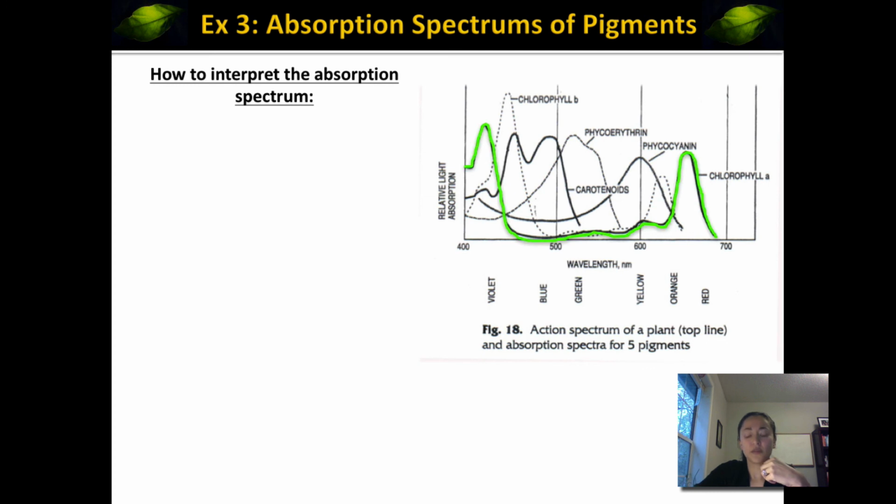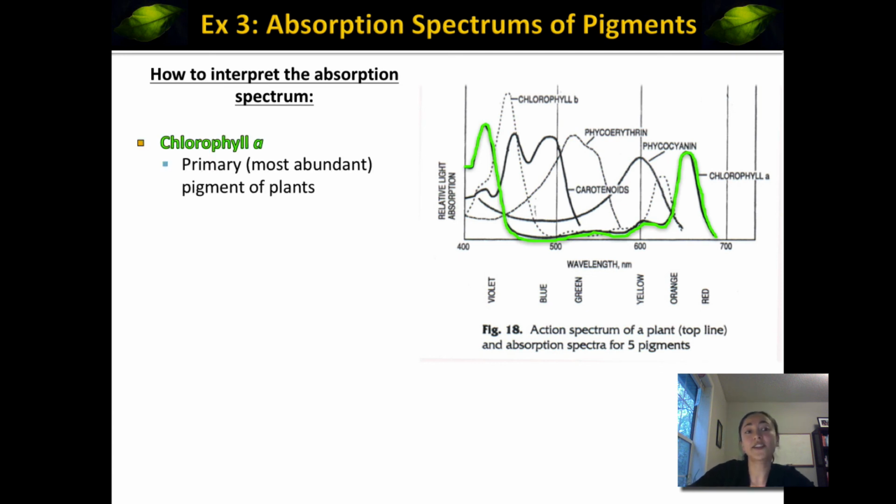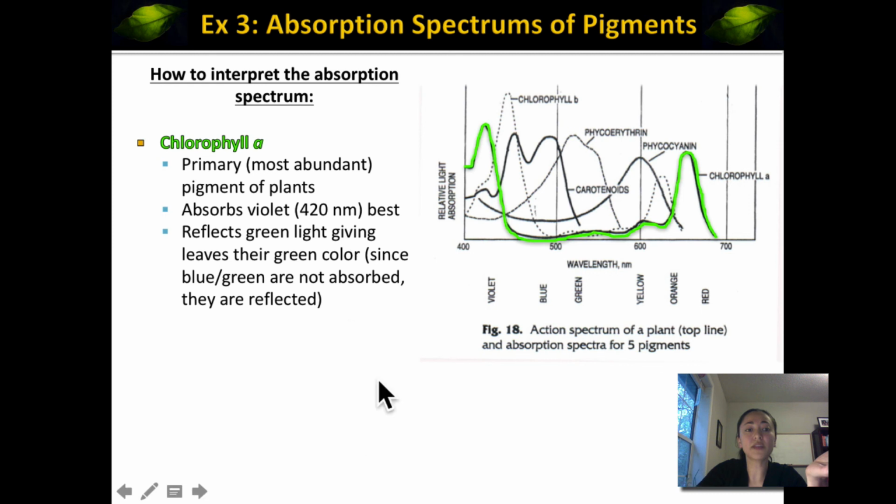So if we look at chlorophyll A, part of this objective says to be able to describe the functions of accessory pigments. Chlorophyll A is actually the primary pigment of plants. So this is the most abundant pigment in most plants. This is why plants appear green, because it can absorb violet light the best. However, it reflects green light. It can absorb the green light very well, as you can see in this absorption spectrum.